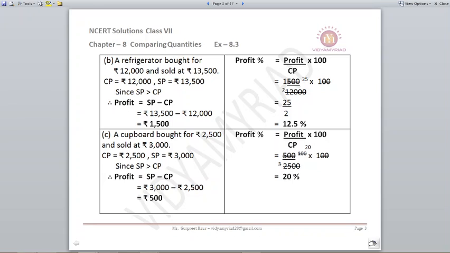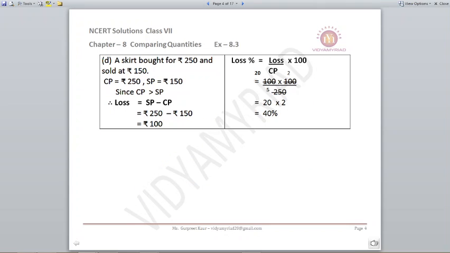C part. A cupboard bought for rupees 2500 and sold for rupees 3000. Again our selling price is more than the cost price by 500 rupees. So our profit is 500. So our profit percentage is 500 upon 2500 multiplied by 100. Reduce it to its lowest term and you will get profit percentage as 20%.